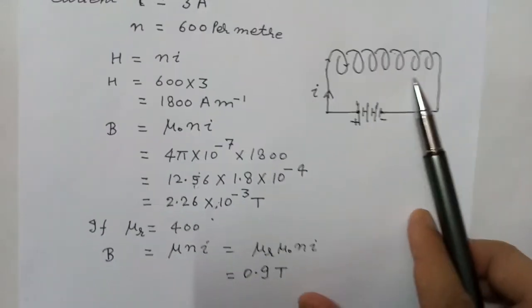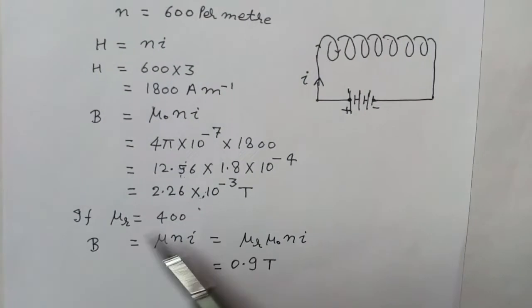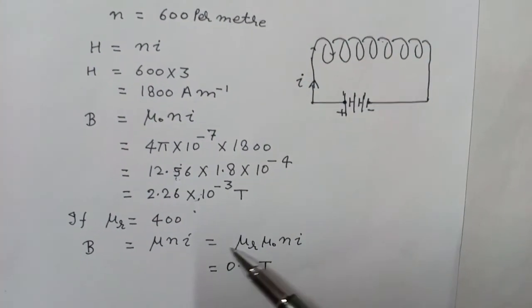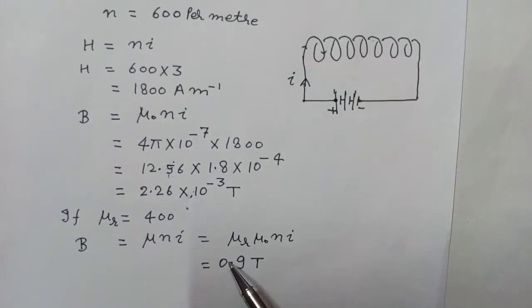Now if you put an iron bar whose relative permeability is 400, then B is equal to mu N I, this is equal to mu r mu naught N I, then magnetic field B becomes 0.9 Tesla.